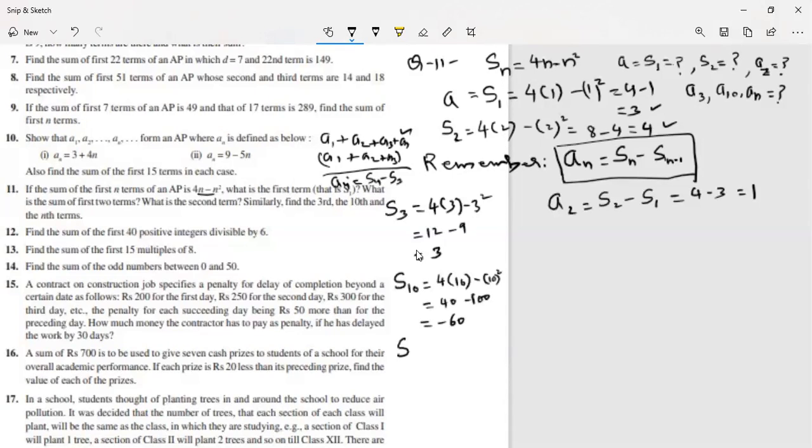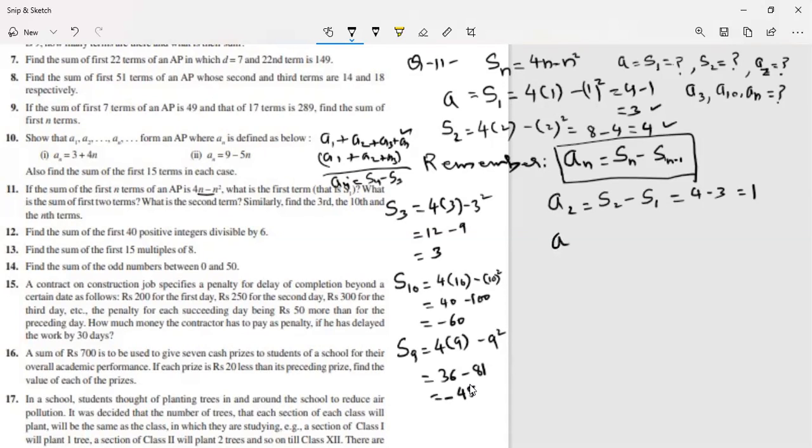And the sum of 9 terms we will also need. So S9 will be equal to 4 into 9 minus 9 square. 4 9s are 36 minus 9 9s are 81. 81 minus 36 is 45. But 81 is bigger, so the minus sign will come: minus 45.